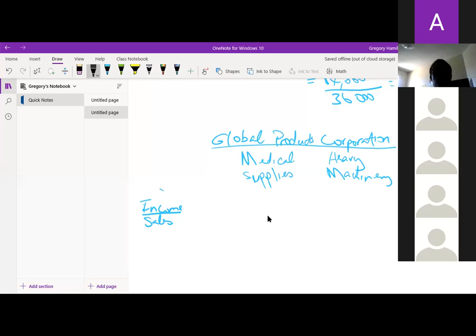So remember what we're finding, the return on sales. So that would be net income over sales. Return on sales, net income over sales. So in the case of medical, we have net income of 1.2 million and we have sales of 20 million. Okay, 1.2 million over 20 million. And that should give us 6%.